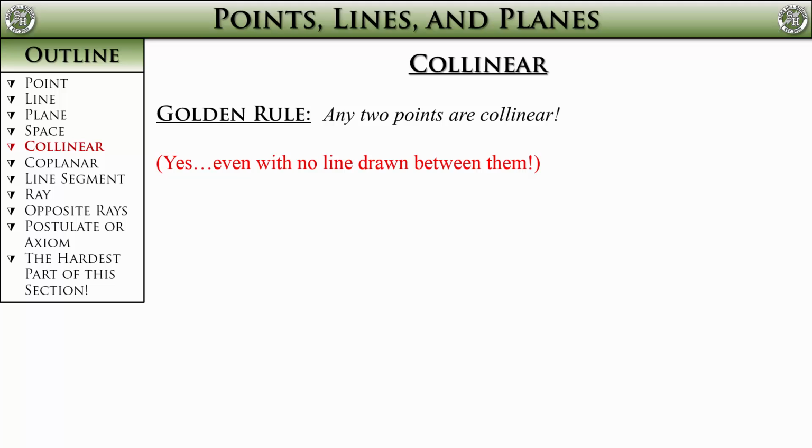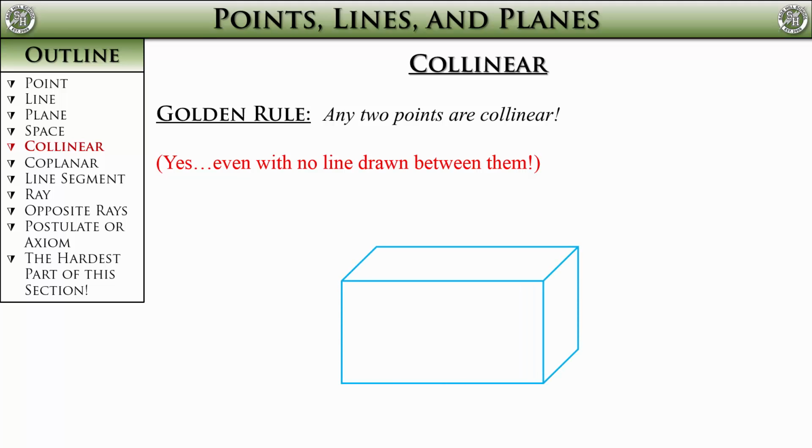They are collinear. Here I have a blue box. Here are 2 points on the box. They don't actually have a line drawn between them, but they are still collinear. I could draw a line between them, and that's all that matters. In fact, you don't need a picture at all. Any 2 points anywhere are collinear.